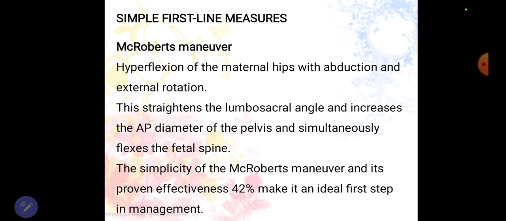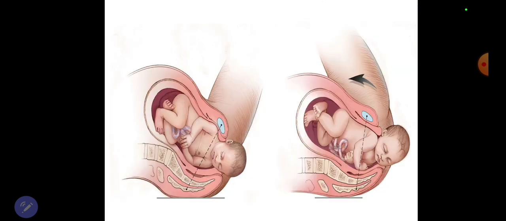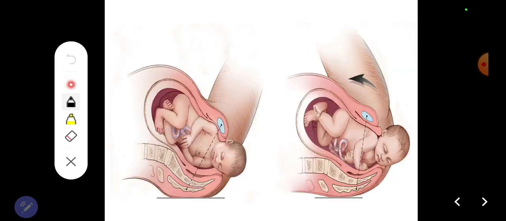Simple first line measures start with the McRoberts maneuver. In the McRoberts maneuver, there is hyperflexion of the maternal hip with abduction and external rotation. This position, during the second stage of labor, is a lateral position. But if there is shoulder dystocia and we add the McRoberts maneuver, there will be hyperflexion, abduction, and external rotation of the thigh at the hip joint. This is called the McRoberts maneuver.